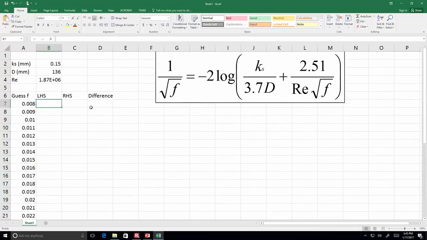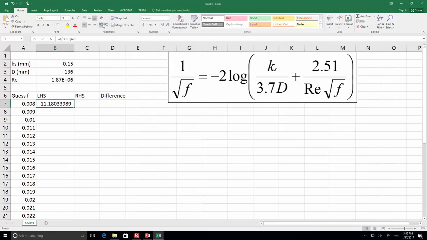All right. So the left-hand side, we're just going to say equals 1 divided by the square root of whatever this guess f value is. And we get the left-hand side of the equation. That's not what I wanted to do. There we go. That's better.